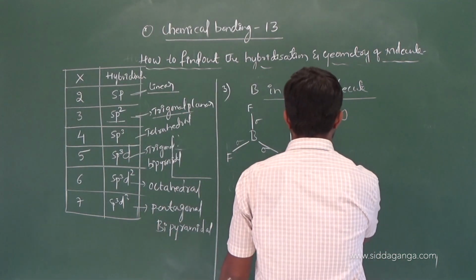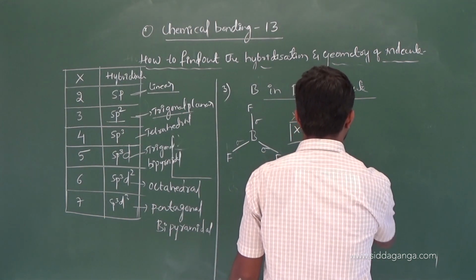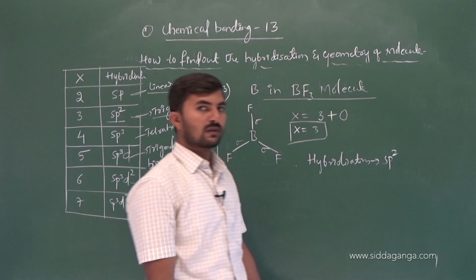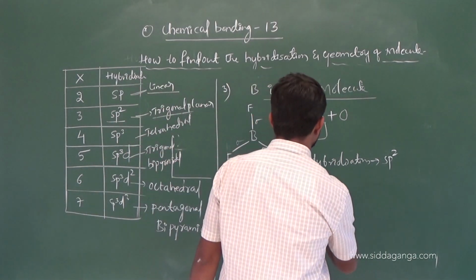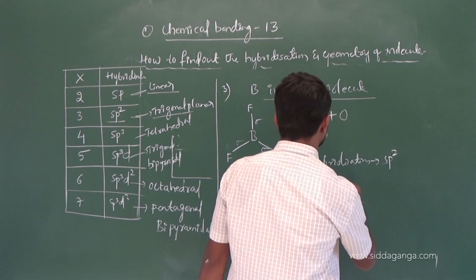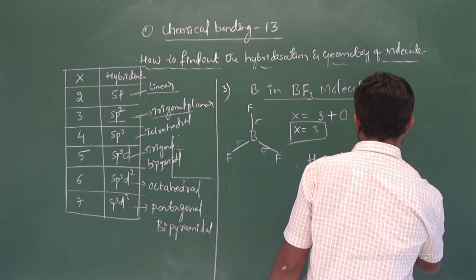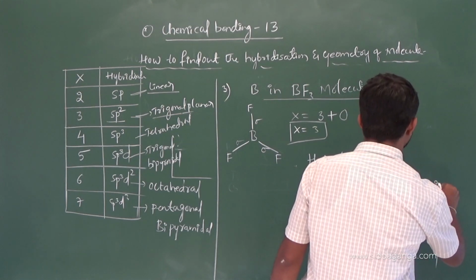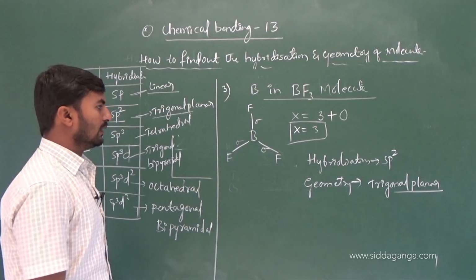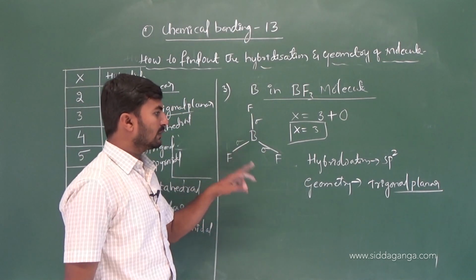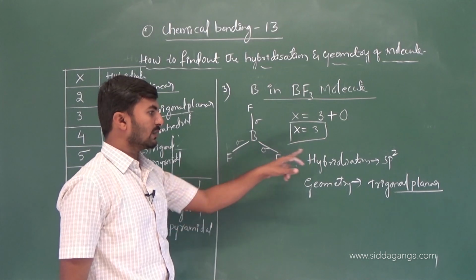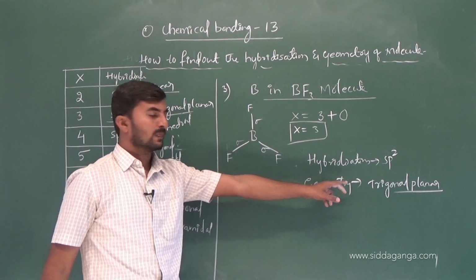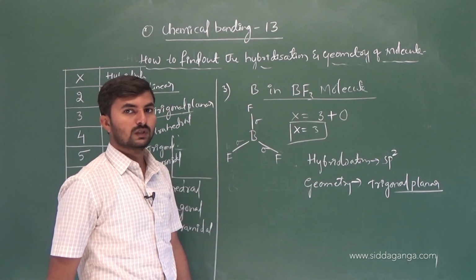Okay, if you consider the hybridization of the molecule, it can exhibit sp2 hybridization, and for sp2 hybridization the geometry of the molecule will be trigonal planar. In the BF3 molecule, the hybridization of the central boron atom is sp2 and the whole molecule can exhibit trigonal planar geometry by using the formula. Okay, next.